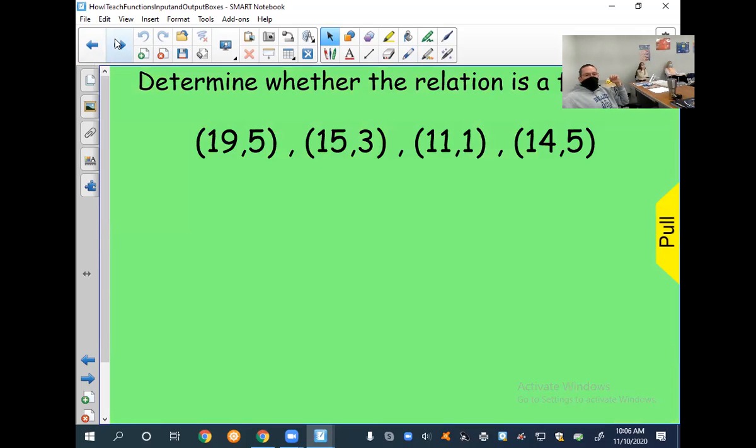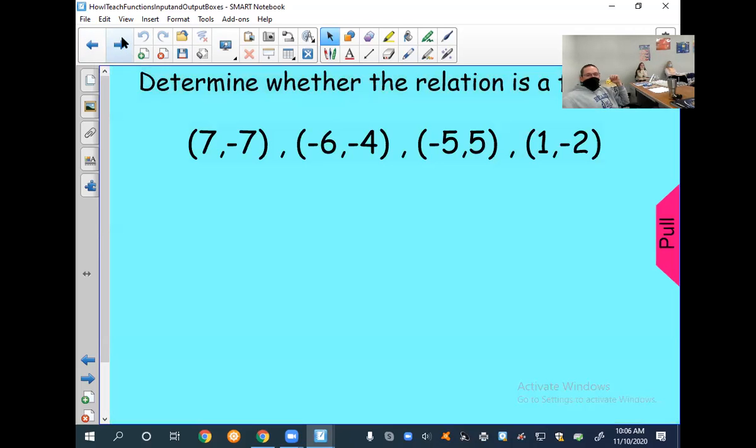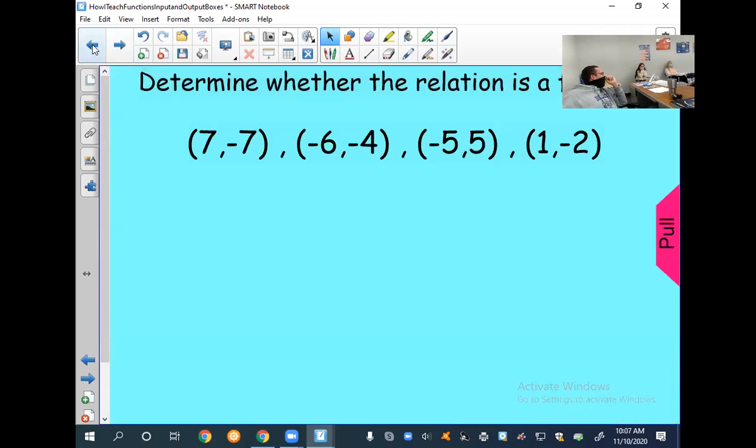Absolutely. Yay. Nay. Why is that nay? 10s repeat, but they go to the same number, so that's fine. The 8s go to a 1 and a -1. That's not fine. Yay or nay? Yay or nay?